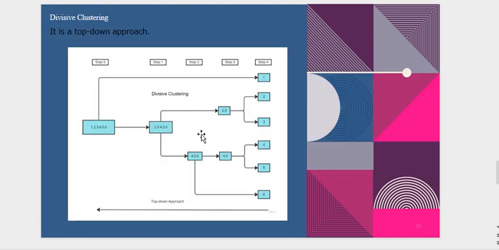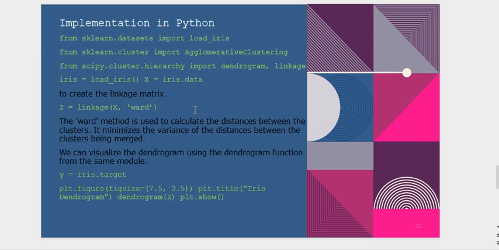It is a single cluster. It is divisive clustering. Can you see it's a top-down approach? That is, a single cluster is divided into two more clusters, and two clusters into four more clusters. This is how it iteratively happens until all the clusters are partitioned.